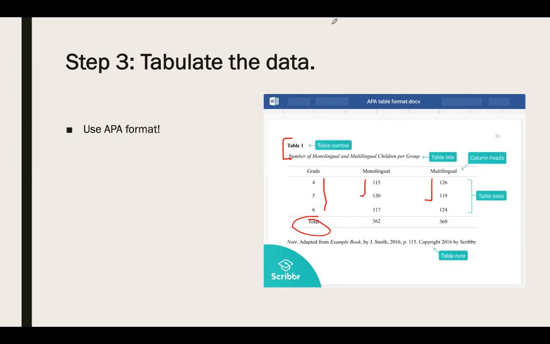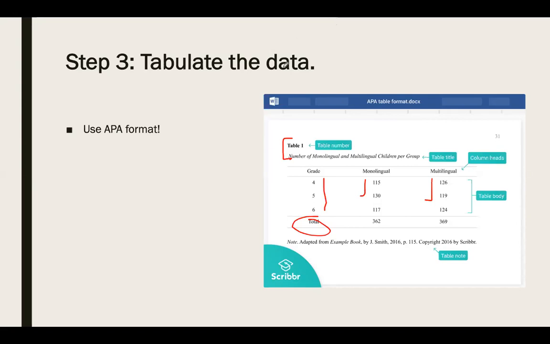sort of depends on the specific style guide in the situation. Whether it's MLA, APA, Chicago, a science style, an engineering style, there are just different rules.